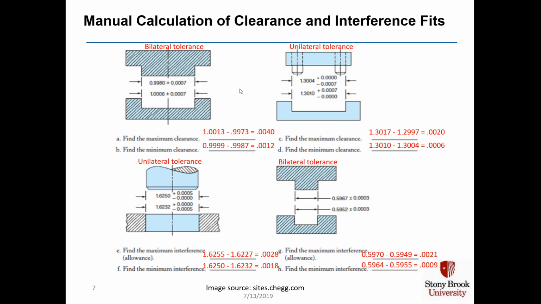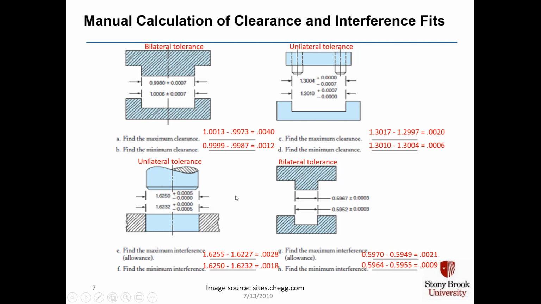We can calculate the unilateral tolerance for clearances. Here is our pin dimension. It's from the outside of these two pins, 1.3004 plus 0 minus 0.0007 thousandths. And the hole is 1.3010 plus 0.0007 minus 0. And the maximum and minimum clearances are smaller numbers, from a max of 0.0020 inches to a minimum of 0.0006 inches.